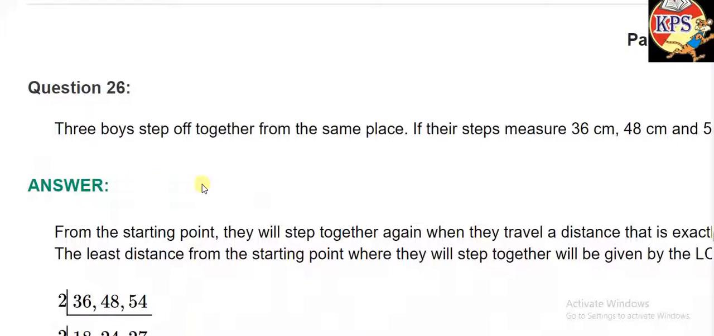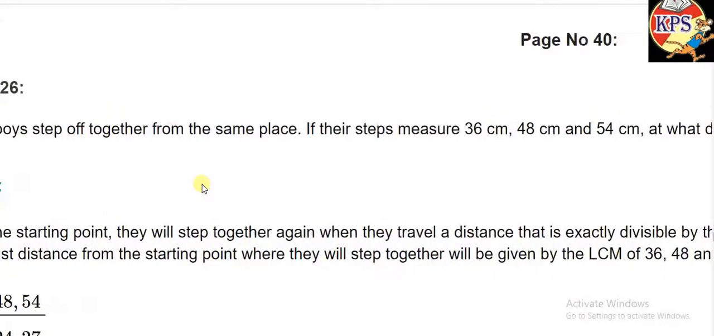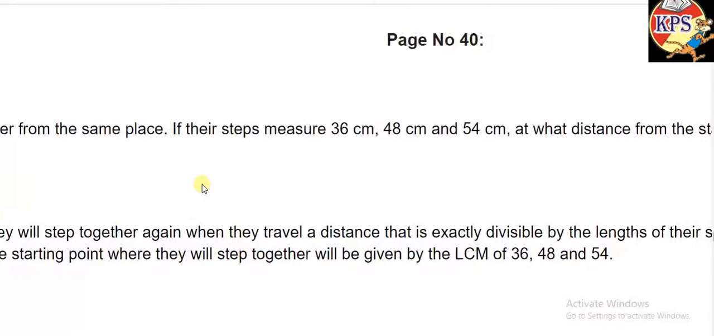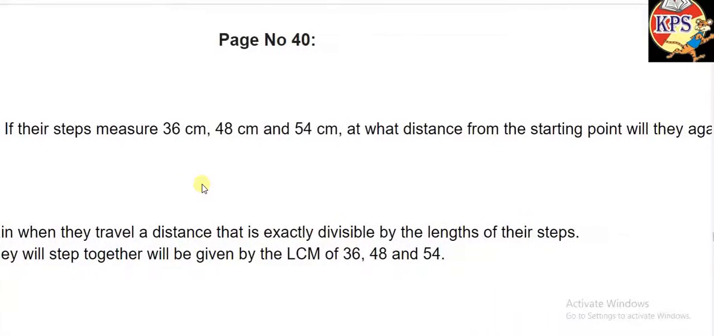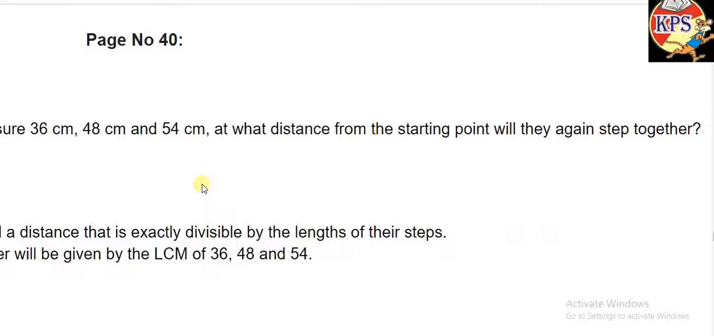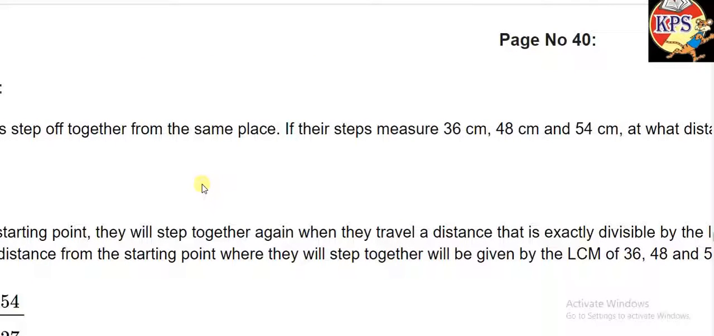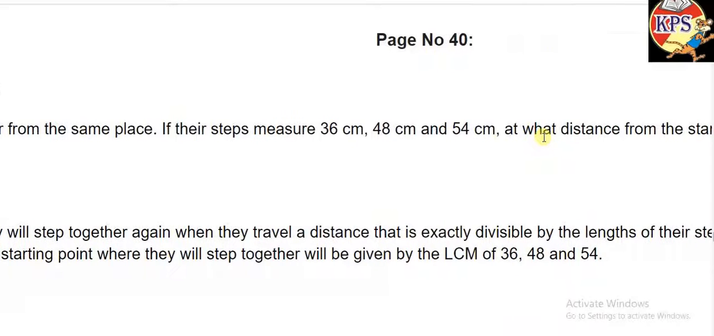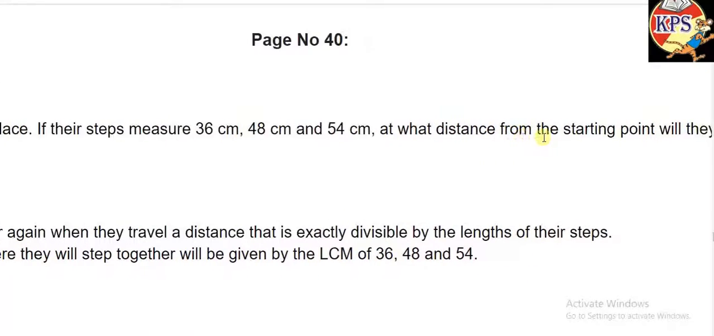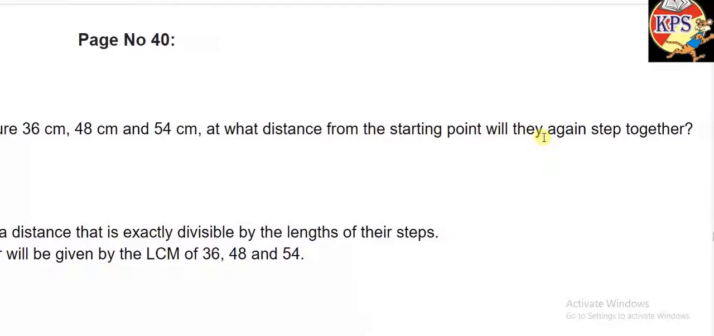Three boys step off together from the same place if their steps measure 36 cm, 48 cm and 54 cm. At what distance from the starting point will they again step together? So three boys start walking from the starting place, and their steps are 36 centimeter, 48 centimeter, and 54 centimeter. At what distance from the starting point will they again step together?